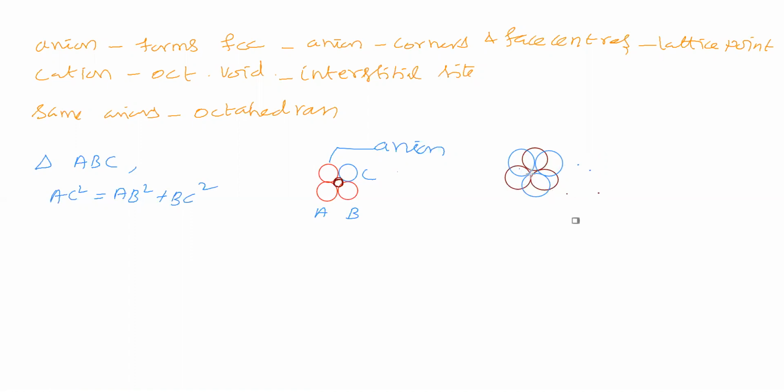Now you say, what is this place called? What is the name of this place? In the first layer 3 spheres we placed. In the second layer 3 spheres we placed. Now what is this place called? What is the name of this place, do you say?